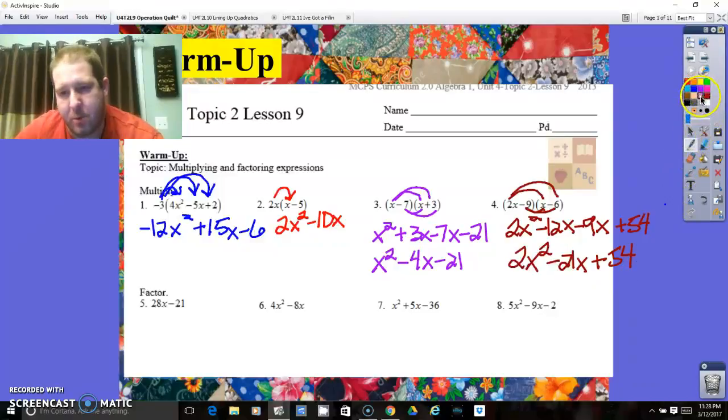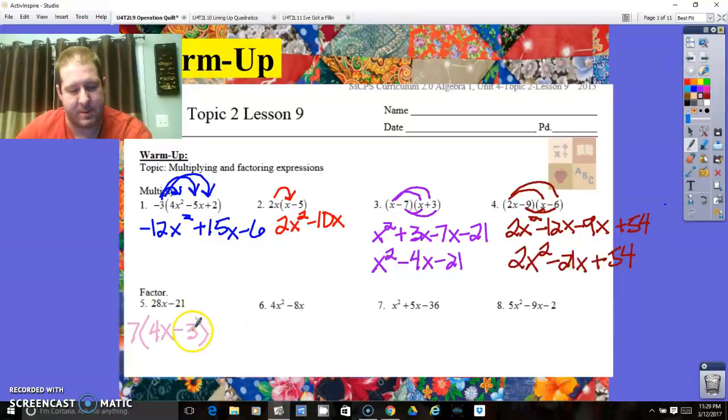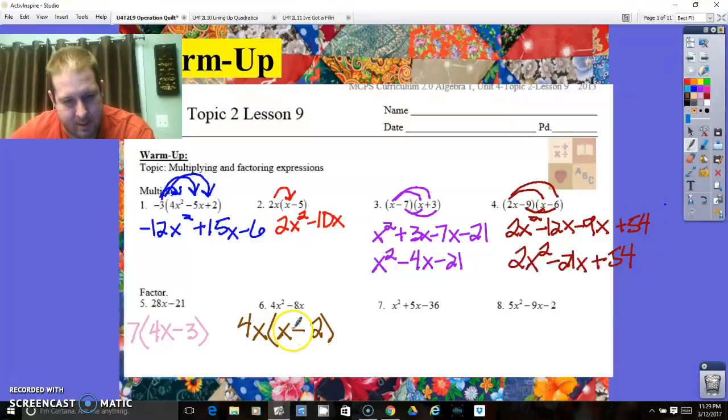Now, bottom questions. What you're going to notice is these are asking you to factor. So I look at these two terms and I ask myself, what can they both be divided by? They can both be divided by 7, which leaves me with 4x minus 3. Done. Nothing you can do to simplify what's inside the parentheses. These can both be divided by 4x, which leaves me with x minus 2. This times this is here, this times this is here.